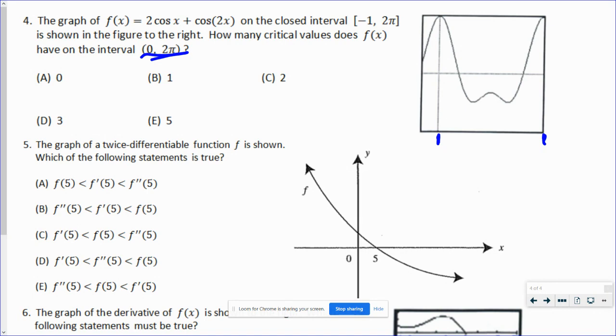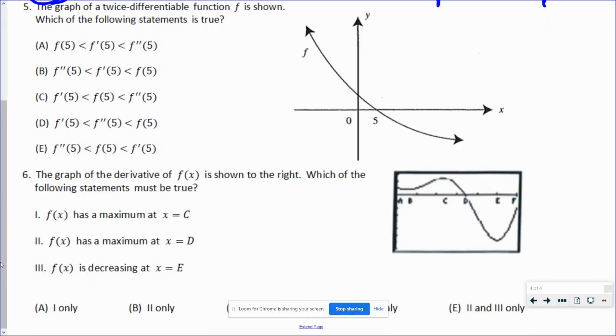So let's take a look. How many critical values? Those are where F prime would be equal to 0, which means F would have horizontal tangents. Notice we would have a horizontal tangent here, here, and here on that interval. So 3.